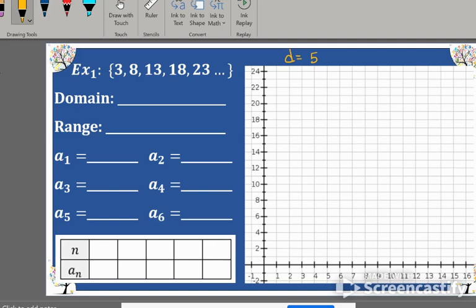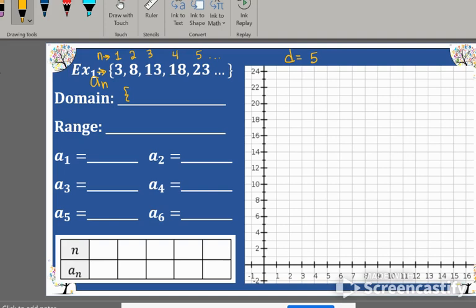So let's talk about the domain of the sequence, and the domain of any sequence is always going to be the same. So 3 is our first term. So 3 is our first position. The second term is 8. The third term is 13. The fourth term in this sequence is 18, and the fifth term is 23. So we use the variable n for our input values, and we use the notation a sub n for our output. So our input or domain is 1, 2, 3, 4, 5, and so on. We cannot use interval notation. We have to use a roster or a listing and list out the elements.